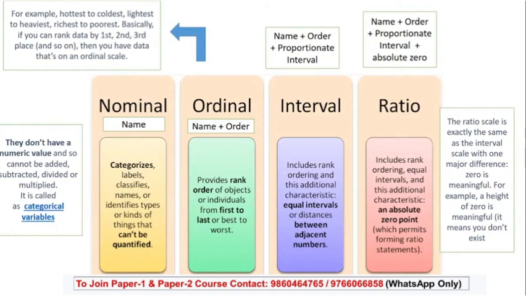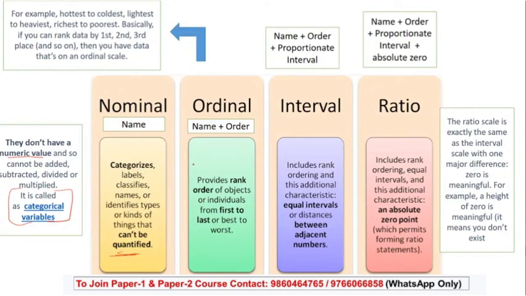When we talk about nominal scale, it is the scale which categorizes, labels, classifies or identifies the type or kinds of things that cannot be quantified. It is just giving category. When we say it cannot be quantified, it means it cannot be given a numeric value. They don't have any numeric value, so you cannot do functions such as addition, subtraction, division, or multiplication. It just gives category, and hence it is called a categorical variable, which just gives categories.